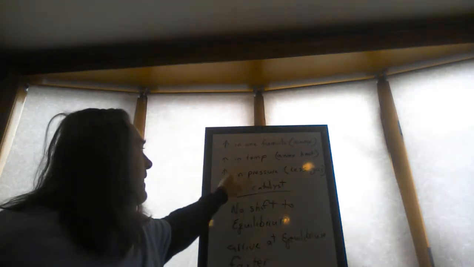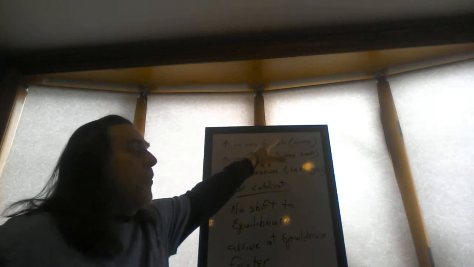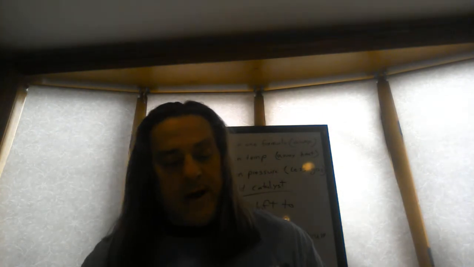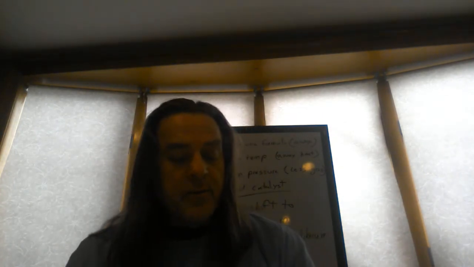29, given the reaction representing 2 SO2 and O2 gives 2 SO3 in equilibrium with 2 SO3 plus heat, which change will shift the equilibrium to the right, adding more O2. Increase in one formula, move away. So if I increase the O2, since it's on the left, it'll push it to the right. So number 29 is 1.